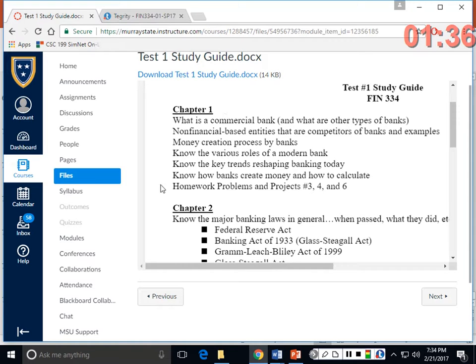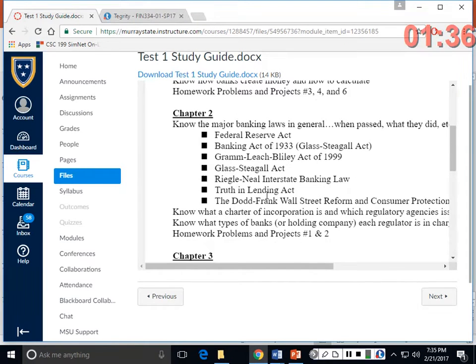The various roles of a modern bank, the key trends reshaping banking today. This actually goes with here. I know how banks create money and how to calculate it, so that goes back here. And then homework problems for chapter 1, numbers 3, 4, and 5. Chapter 2, these are some of the banking laws that we talked about. Actually, I had you read through a lot of this yourself. I can tell you, for example, you probably need to know this one pretty well. That's just a suggestion, but I would know that one. You probably want to know this one pretty well. I can't really give you much stronger of a hint than that.